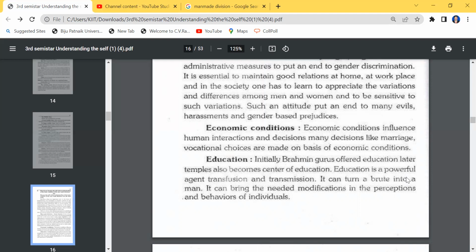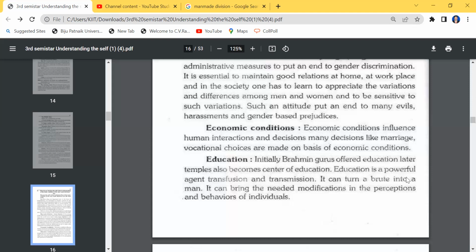Vocational choice also depends on the economic conditions. When you buy something, that also depends upon the economic conditions. Using a car depends upon the economic conditions. If you want to go from one place to another through bus, train, or flight, that also depends on the economic conditions. So those are some of the economic conditions.